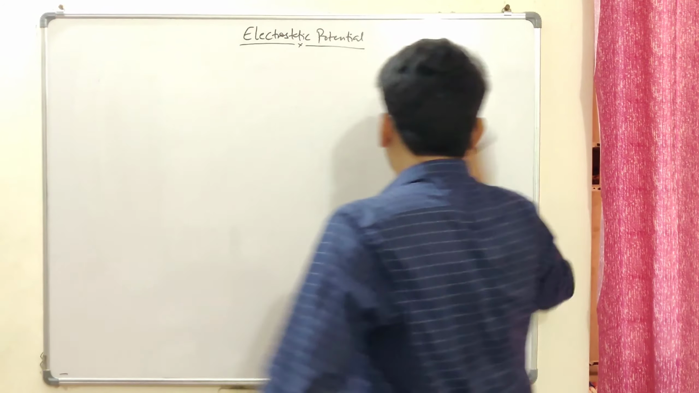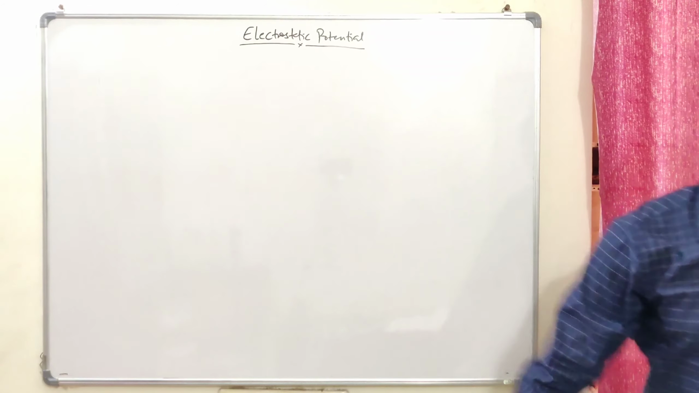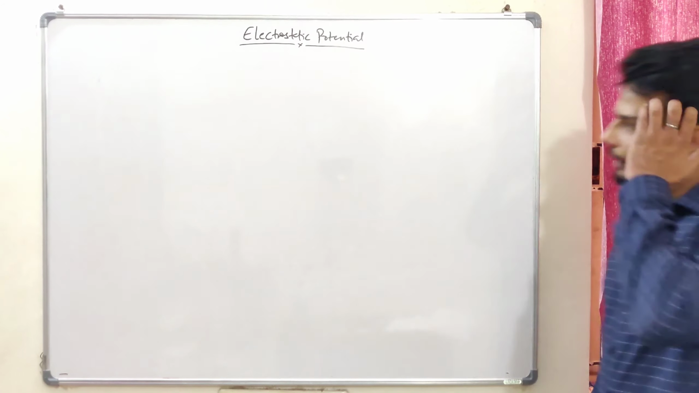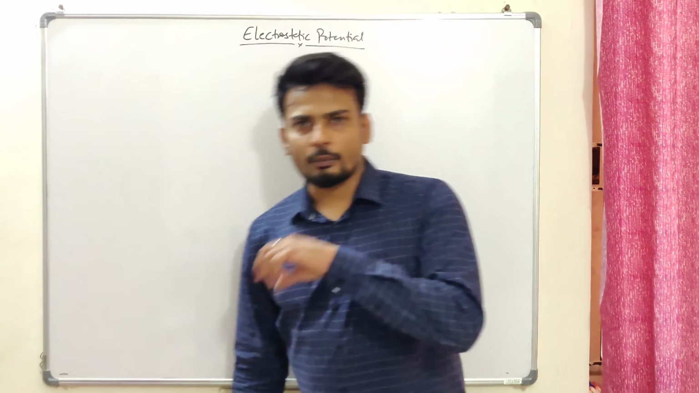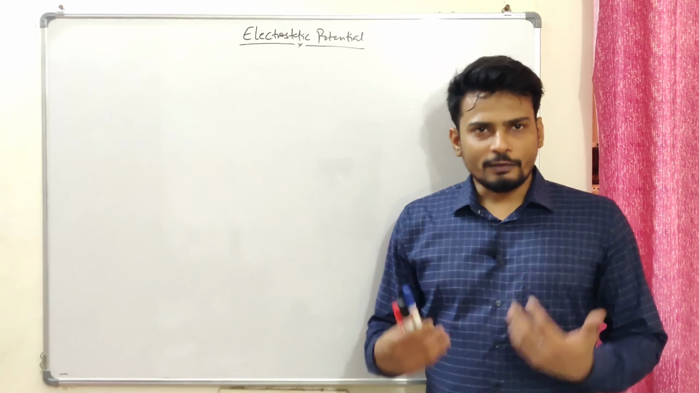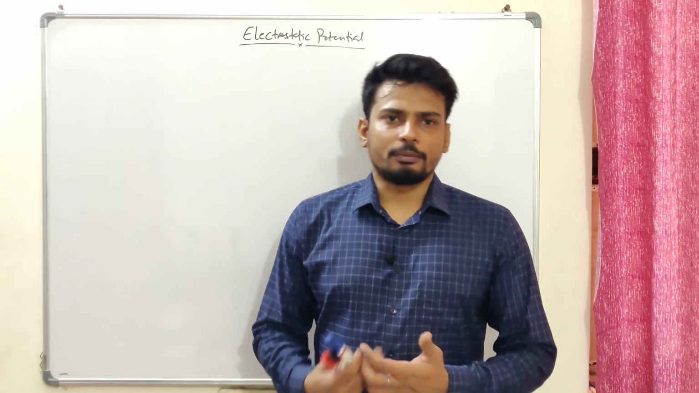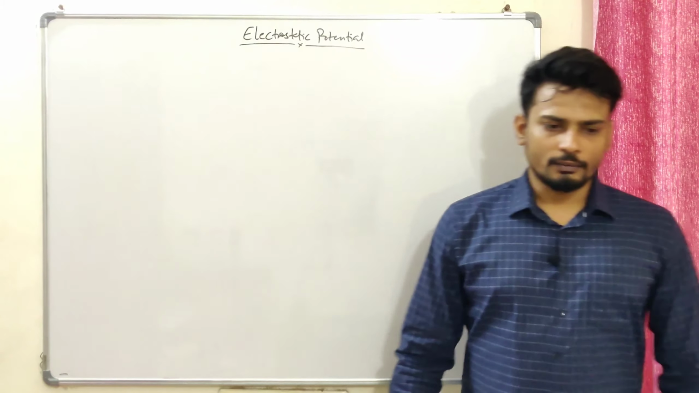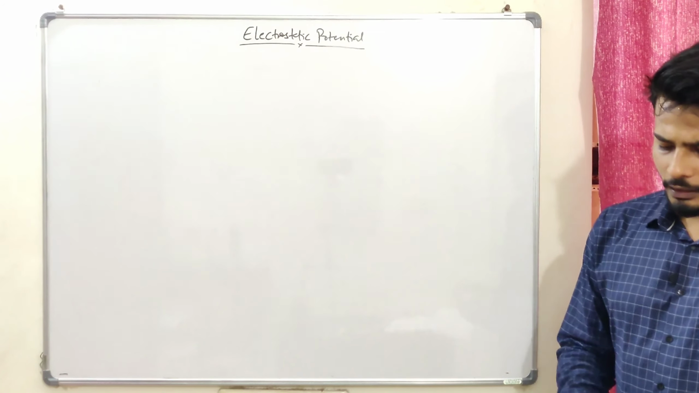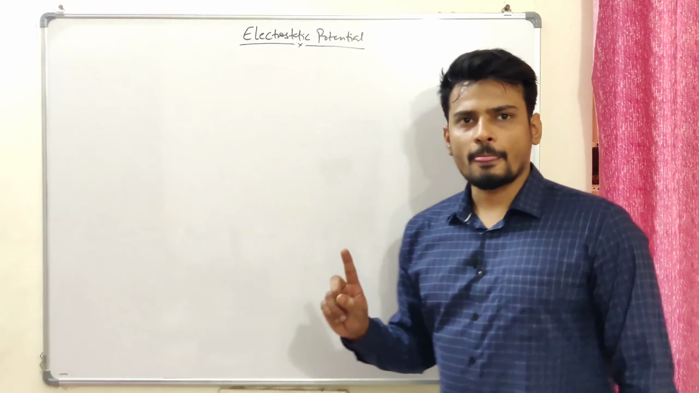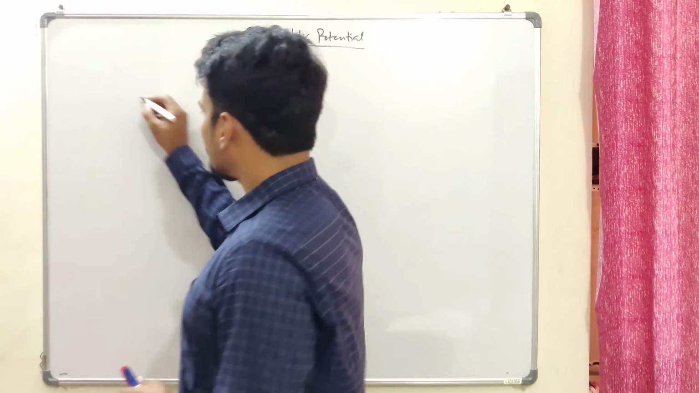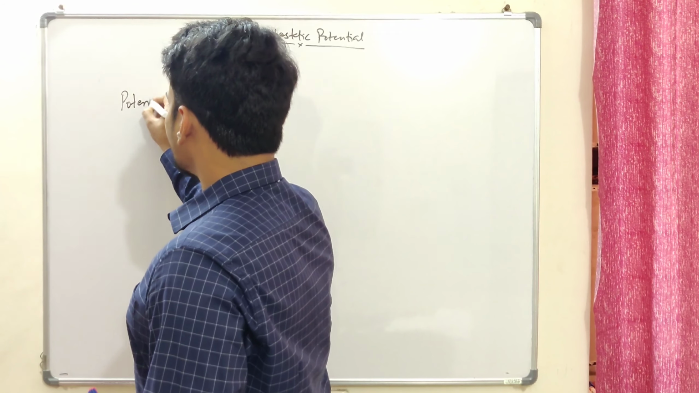Now, if I have multiple charges present, then they will influence the electrostatic potential at one particular point. So if I want to find the net potential, I'm going to add them up with the scalar rules. Simple as that. Alright then, now let's talk about the potential difference. The next topic is potential difference.